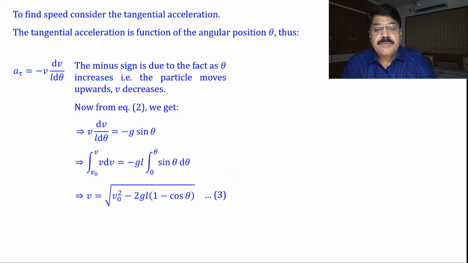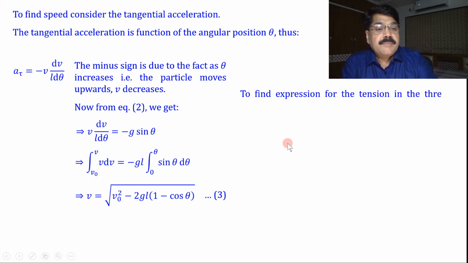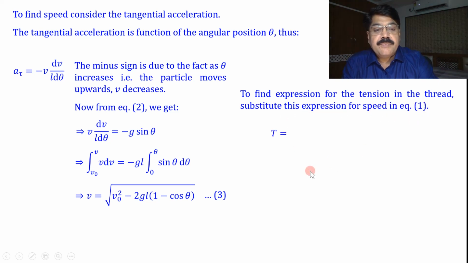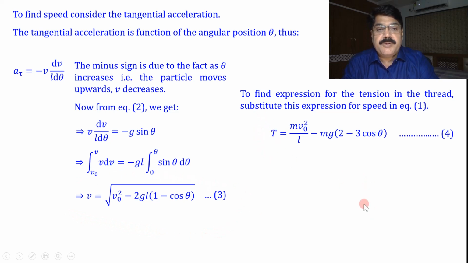Now to find tension, this expression of v we will substitute in equation 1. To find expression for the tension in the thread, substitute this expression for speed in equation 1, and we can find tension T. T is equal to m v naught square by L minus mg(2 minus 3 cos theta), and that is equation number 4. I am leaving you the calculation. The calculations are quite simple. So in this way we obtain expression for speed at any angular position and tension in the thread at any angular position.